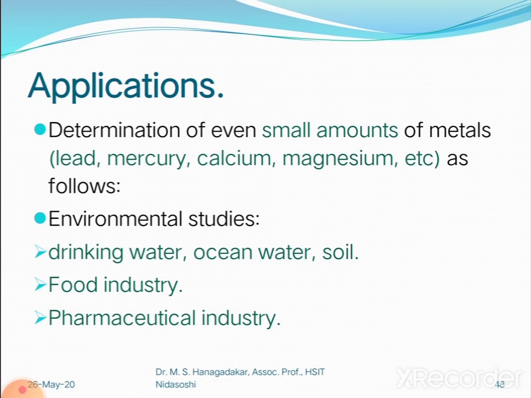Not only this, in food industries, whatever beverages or food items are manufactured contain some vital elements, and whether those elements are present in the appropriate range or not, you can decide by atomic absorption spectrophotometry.